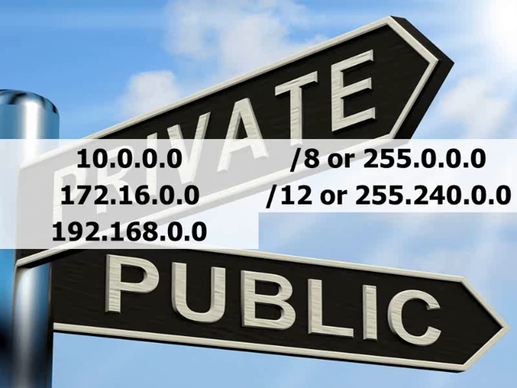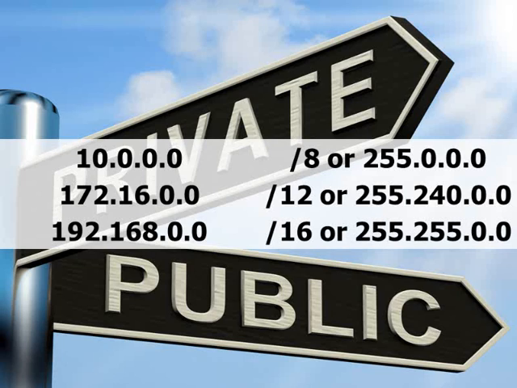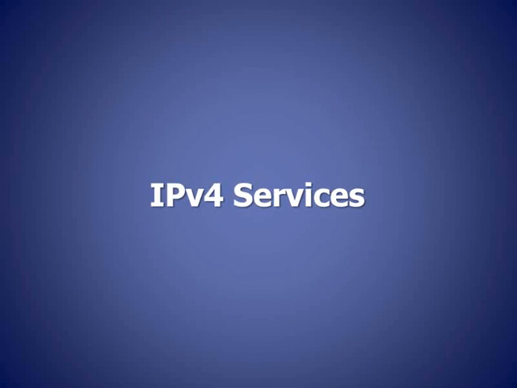And then you have the Class C private address type, 192.168.0.0 to 192.168.255.255. And on most consumer type devices, you're going to see this almost universally. And this is a /16 or 255.255.0.0. So Class A, Class B, and Class C private addressing.